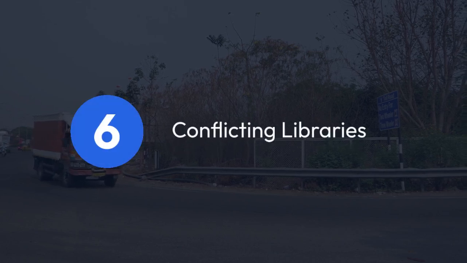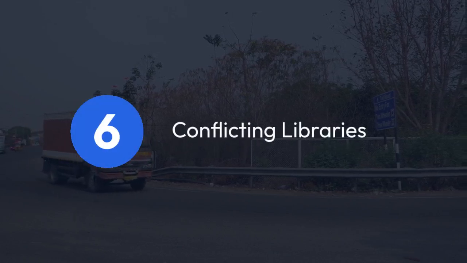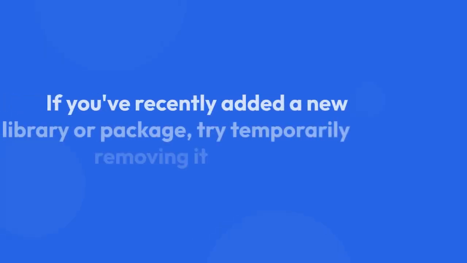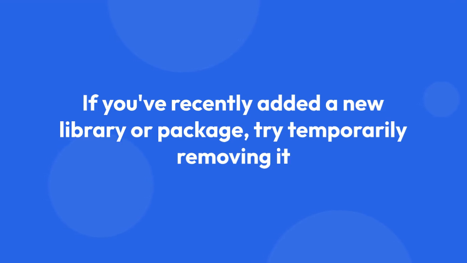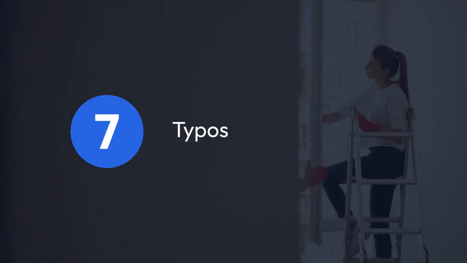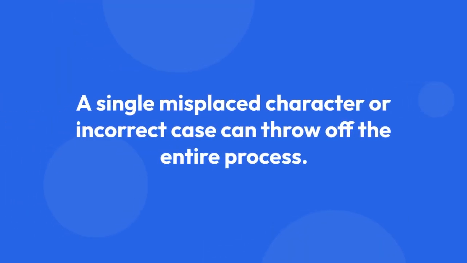6. Conflicting libraries. Rarely, conflicts with other libraries might interfere with the router. If you've recently added a new library or package, try temporarily removing it to see if it's causing the issue. 7. Typos. Double-check all your code for any typos. A single misplaced character or incorrect case can throw off the entire process.